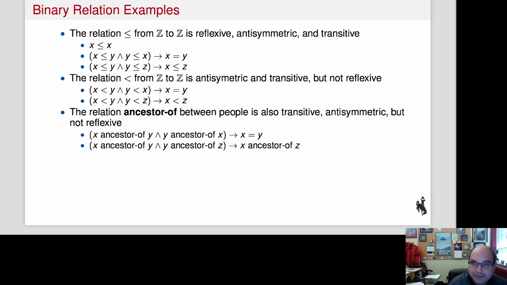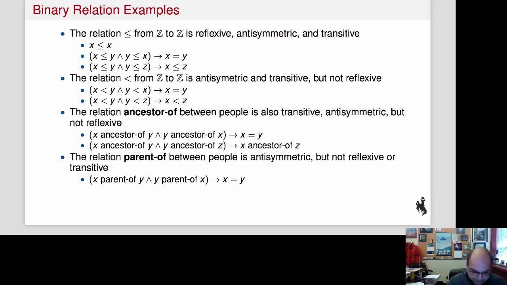Anti-symmetric, definitely. If x is an ancestor of y, y can't possibly be an ancestor of x, because y was born after x, right? So that's very true. It's anti-symmetric. And notice formally what we have is x ancestor of y and y ancestor of x. That's false, so that implies anything. Okay. And what about reflexivity? Well, no, right? Nobody's an ancestor of him or herself, so that's done, right?